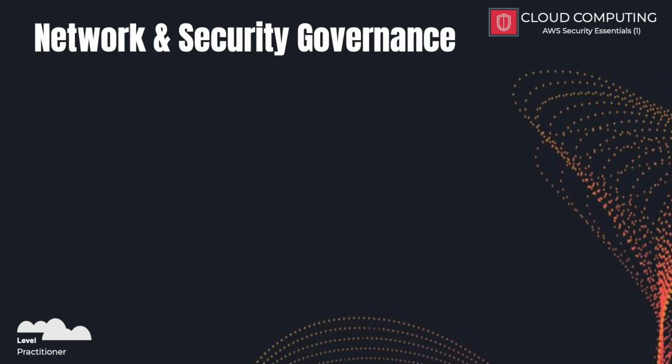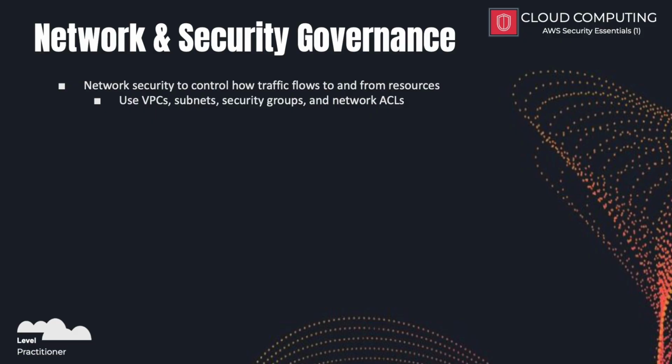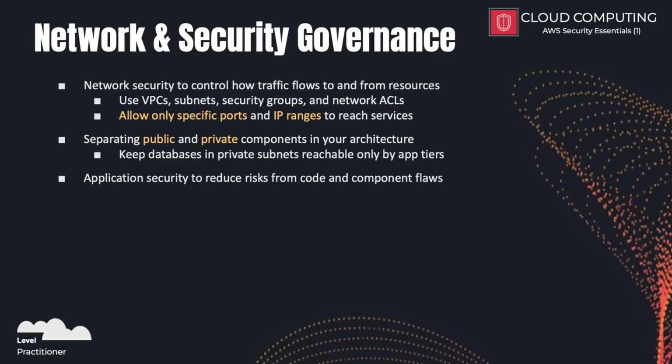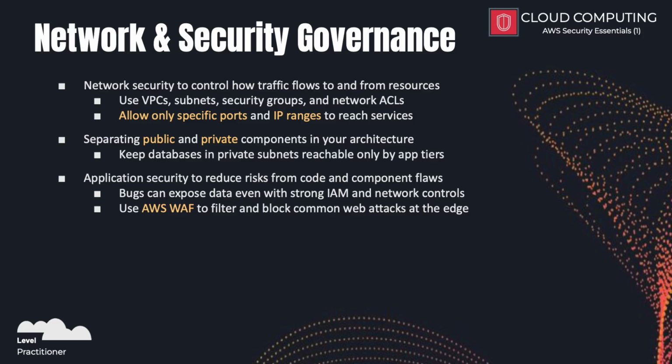The next area is network security. Network security controls how traffic flows in and out of your resources. In AWS, this typically involves VPCs, subnets, security groups, and network ACLs. For example, you might allow public access to a load balancer while keeping databases in private subnets. The next area is application security. Even with strong IAM and network controls, vulnerabilities in application code can still expose data. Application security focuses on how your software behaves. AWS services like Web Application Firewall, or WAF, help block common web-based attacks.